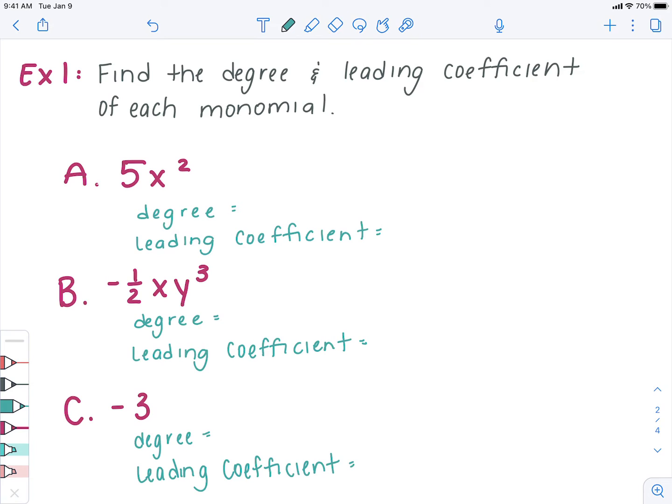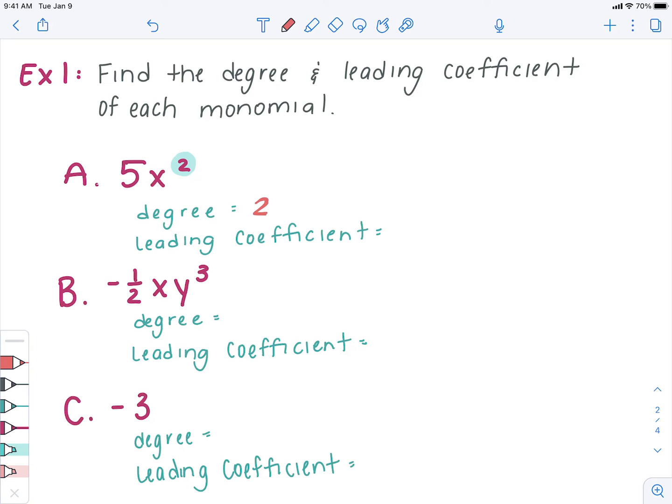So if we look at this first one, if we look at A where it says 5x squared, we notice it's a monomial because there's no addition or subtraction. So I'm just looking for the sum of the exponents in that term. So I'm just looking to add up all the exponents that are right there in that one term because there are no other terms. And I see right off the bat there's only one exponent. It's a 2. There's nothing for me to add. So my degree has to be 2.